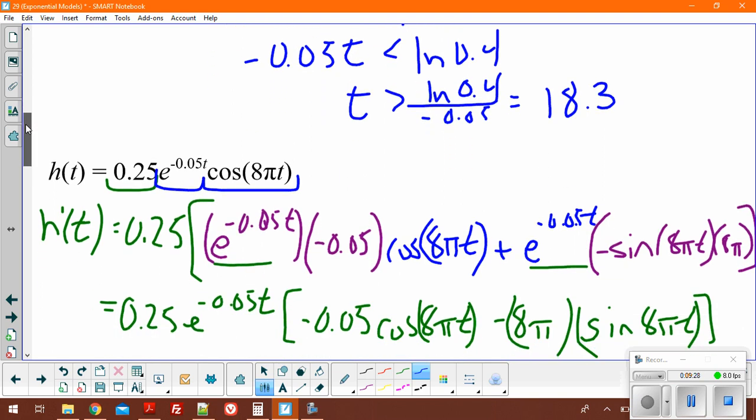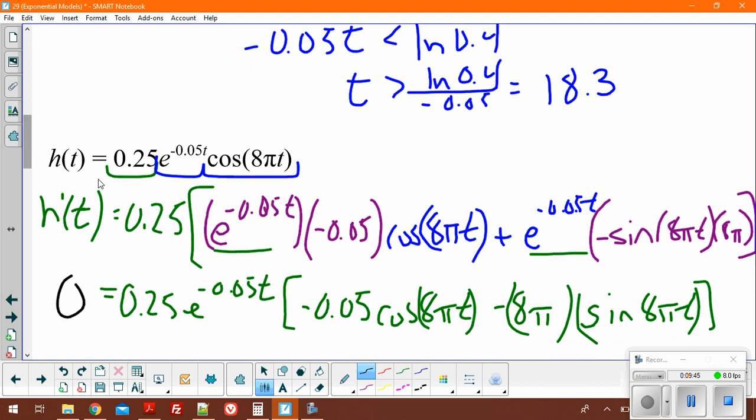Okay, so there's my slightly tidied up function: 0.25 e to the negative 0.05t, and then times this block in here. I'm looking for critical points, so I want to set this function equal to 0. Well, we did this analysis the other day a little bit. The exponential function part can't be equal to 0, so I don't have to worry about this. It's this block that could potentially have roots? Probably will, because they're trig functions. So I have to set this equal to 0 to find my critical points.